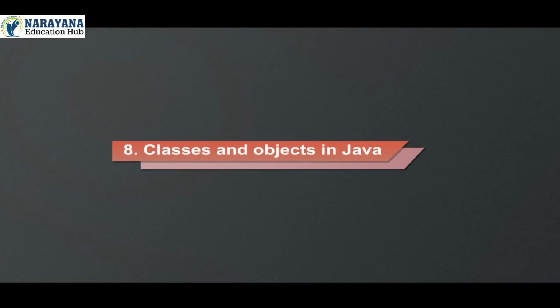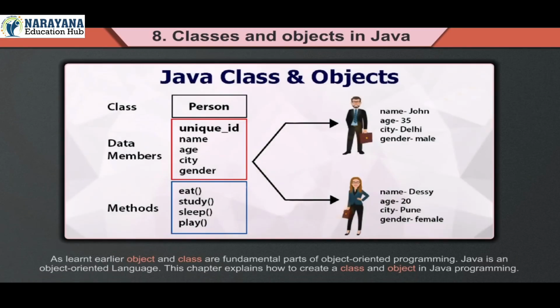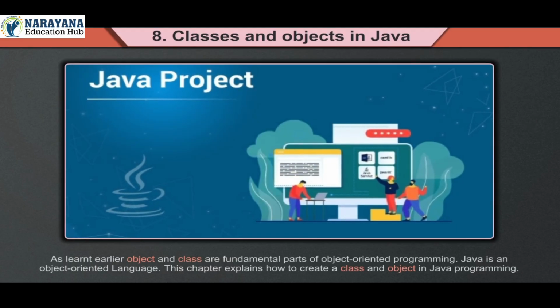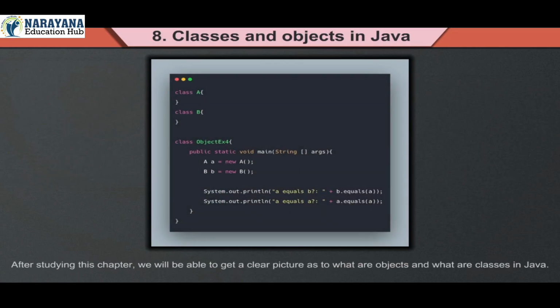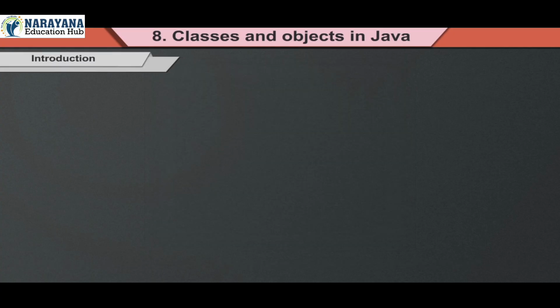Chapter 8: Classes and Objects in Java. As learned earlier, object and class are fundamental parts of object-oriented programming. Java is an object-oriented language. This chapter explains how to create a class and object in Java programming. After studying this chapter, we will be able to get a clear picture as to what objects are and what classes are in Java. Introduction.